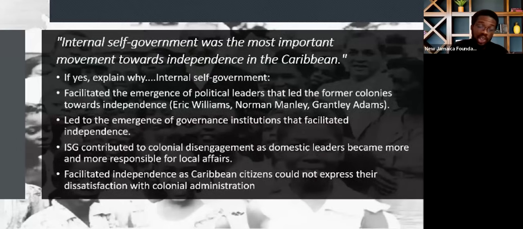So, for instance, if you agree that internal self-government was the most important movement towards independence in the Caribbean, then explain why. For instance, with this example, internal self-government was the most important movement towards independence because it facilitated the emergence of political leaders that led to former colonies gaining independence. Or it led to the emergence of governance institutions that facilitated independence. It contributed to colonial disengagement as domestic leaders became more and more responsible for local affairs, or it facilitated independence as Caribbean citizens could now express their dissatisfaction with colonial administration.